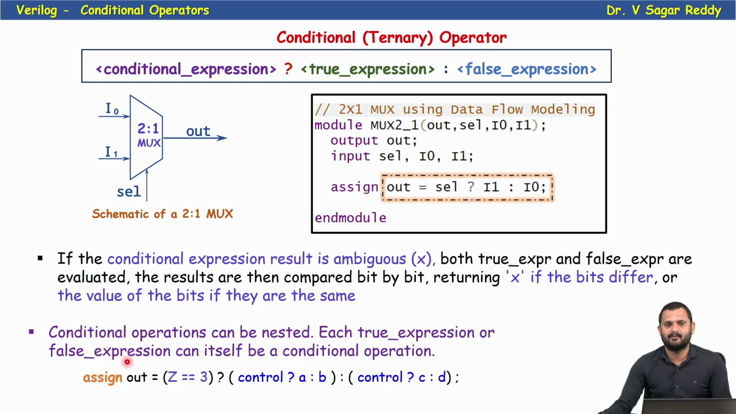Conditional operators can be nested. Each true expression or false expression can itself be a conditional operator. So in the true expression we can write another conditional operator, and in the false expression also we can write one. We may get a doubt: the same logic we can implement by using if else also, so why do we need these conditional operators? We cannot use if else in a continuous assignment like this in data flow modeling.